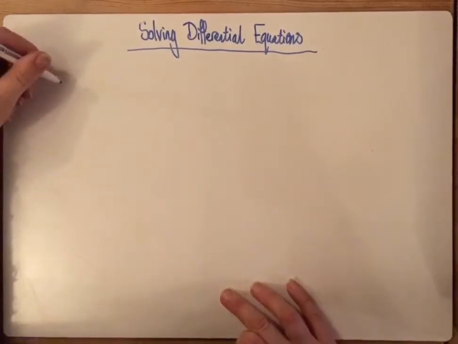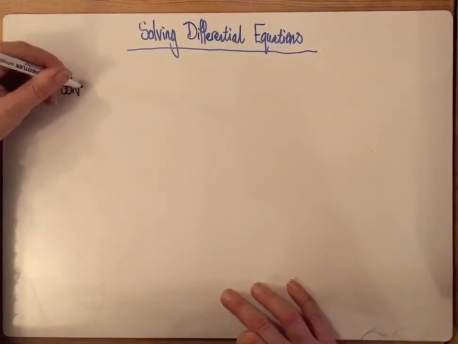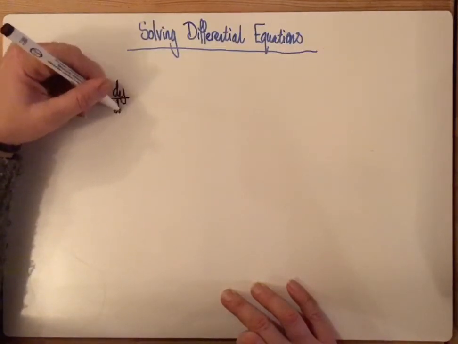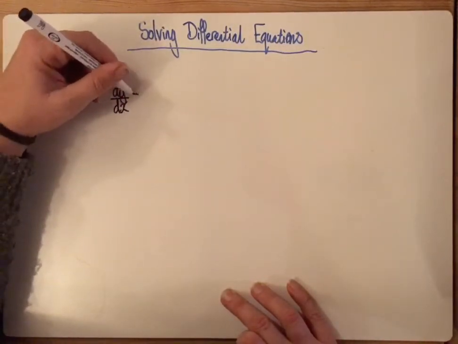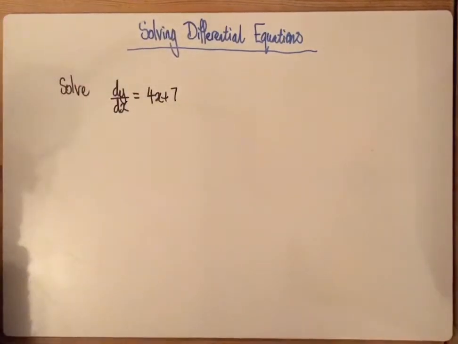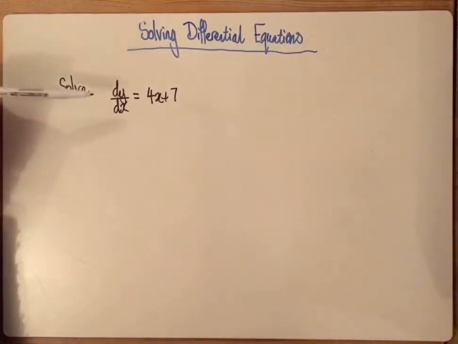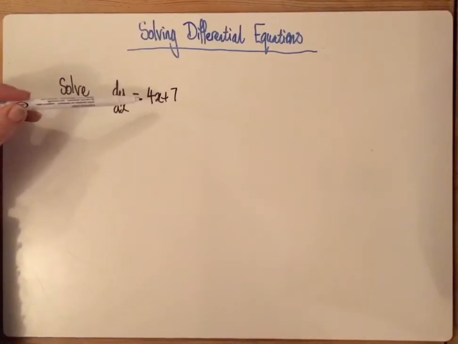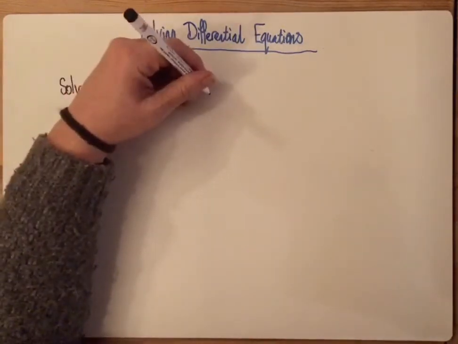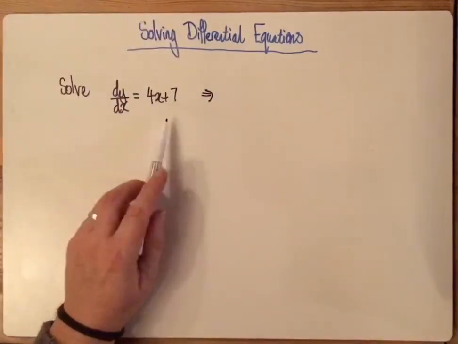For instance, when we first started integrating, we can solve dy dx, for instance, equals 4x plus 7. So if you've differentiated y with respect to x to get 4x plus 7, if you integrate both sides with respect to x, it will reverse that process. So what you're actually doing, you're integrating both sides.